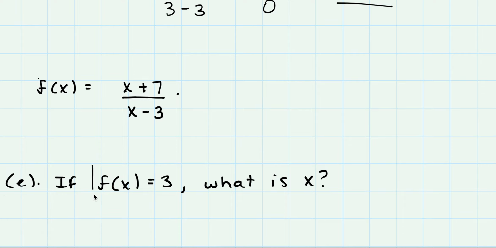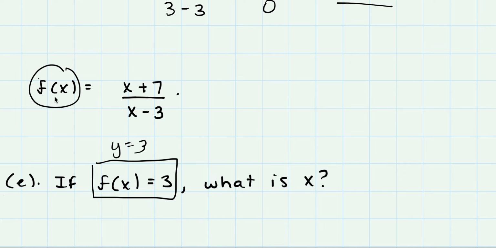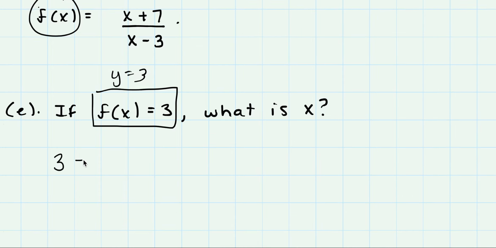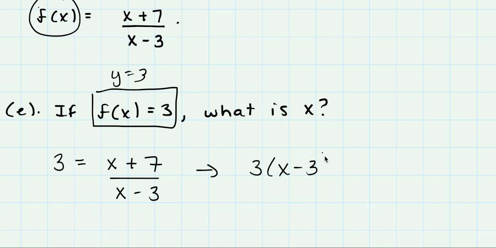Here, this is the y value. And I'm saying if y is 3, or this right here, I'm setting this part equal to 3, and I'm trying to solve for x. Can we do that? Yes, we can. So let's put a 3 here, and we get 3 is equal to x plus 7 over x minus 3. Now what do we do? Well, let's multiply both sides by x minus 3. We'll get 3 times x minus 3 is x plus 7.